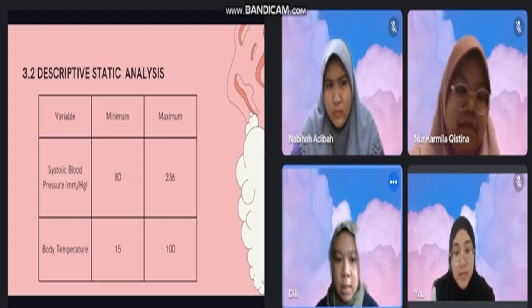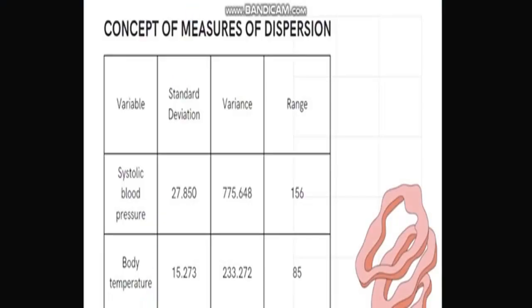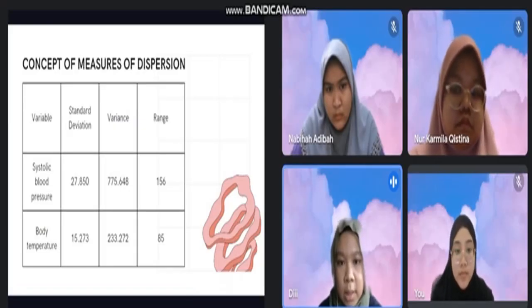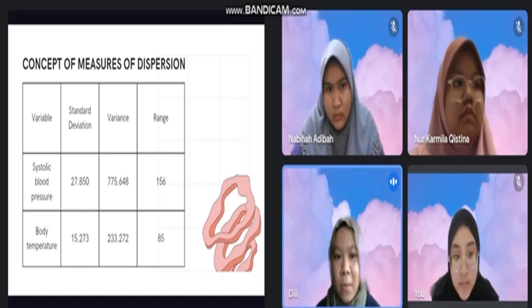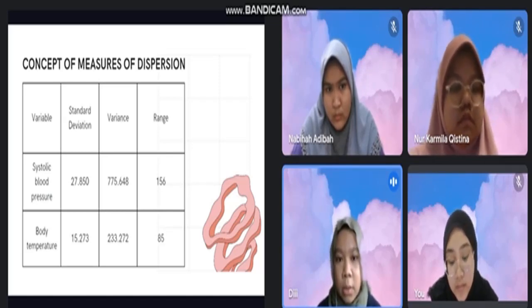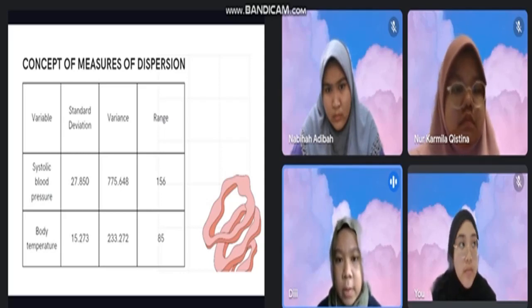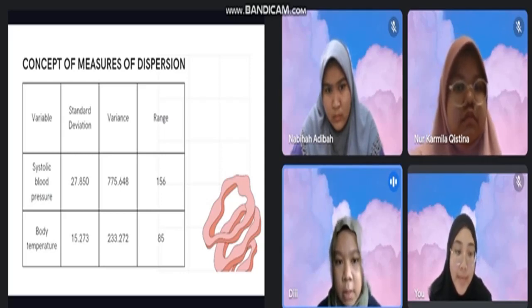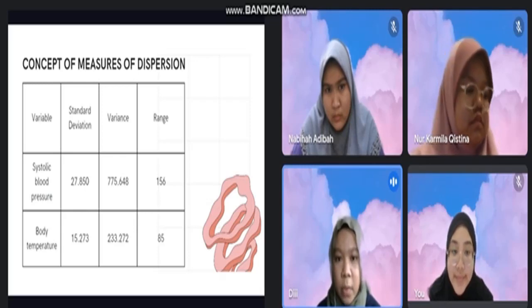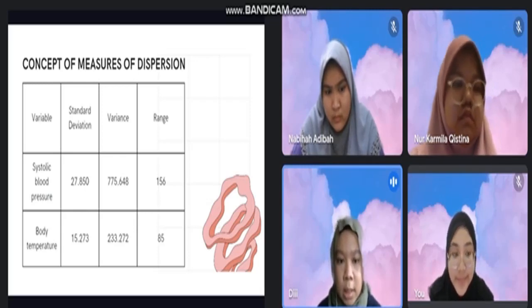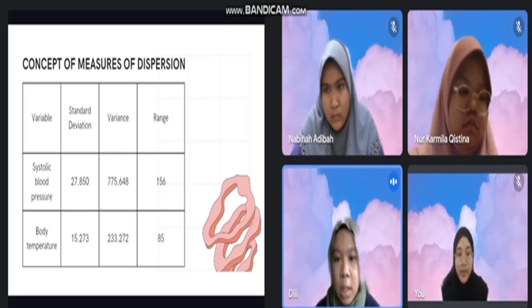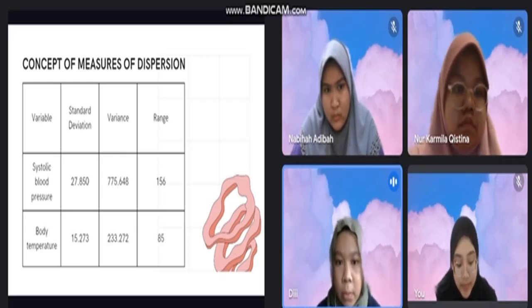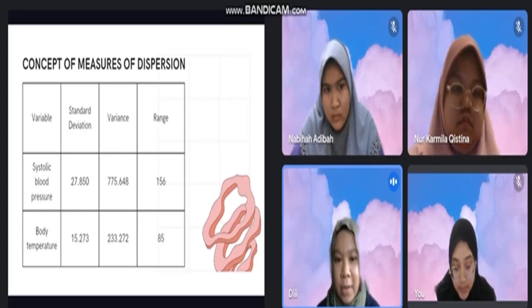Next table shows the summary statistic of measure of dispersion. Based on the data, the standard deviation of systolic blood pressure is 27.850, while body temperature is 50.273. The variance of systolic blood pressure is 755.648, while body temperature is 263.272. The range for systolic blood pressure is 156, while the body temperature is 85.